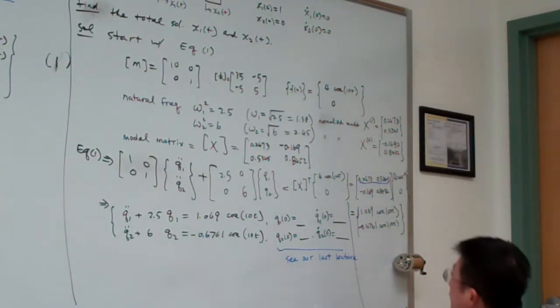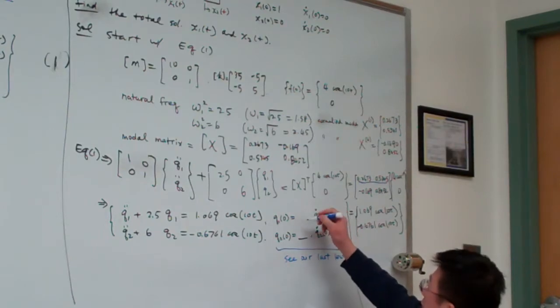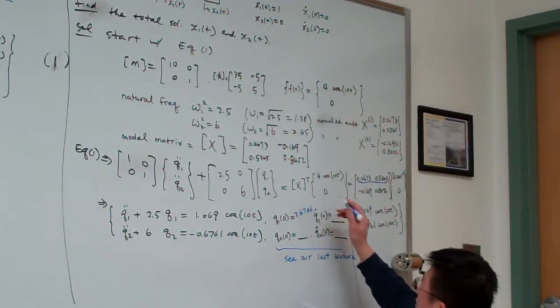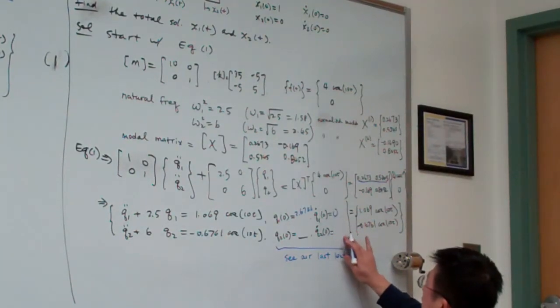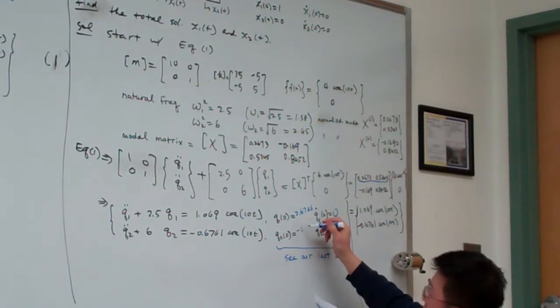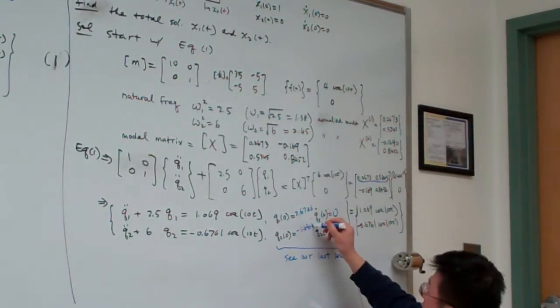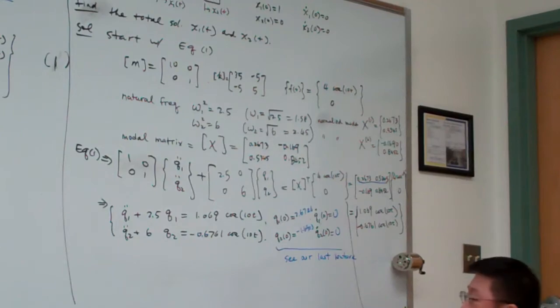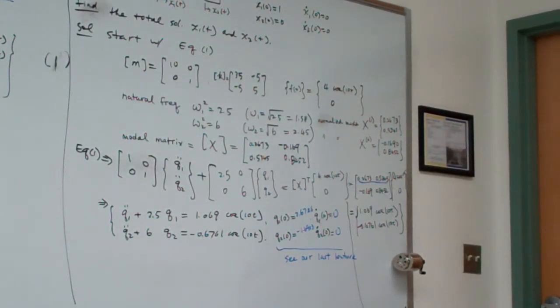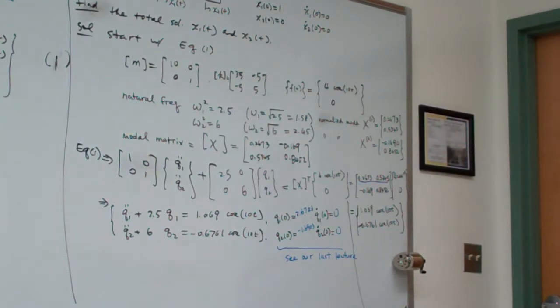So this one, the number is 2.6726. This is 0. This is 0. This is minus 1.6903. Okay? Good?